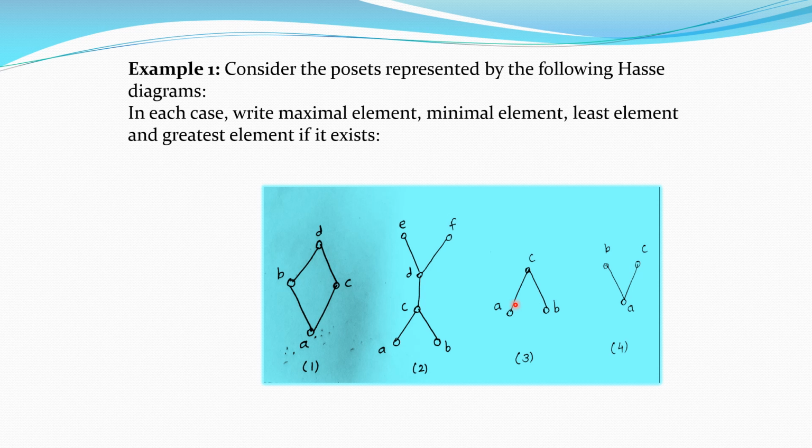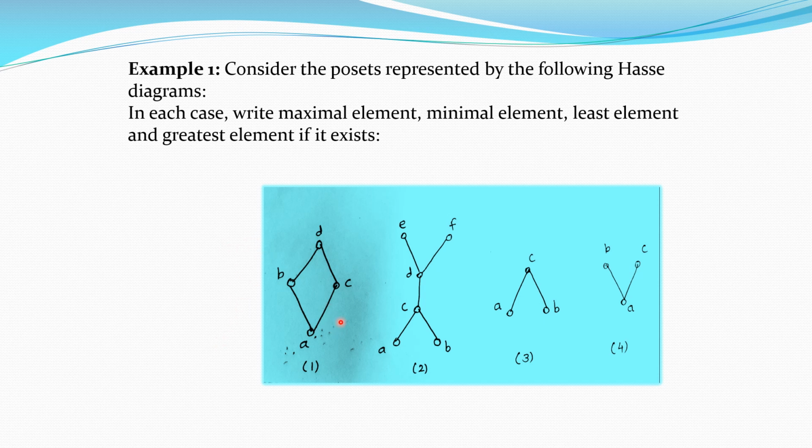But what is the greatest element in this case? See, B cannot be a greatest element because C is not preceding B. Same way, C is not the greatest element. So there is no greatest element, only least element. So in first diagram, A is least element, D is greatest element, A is minimal element, D is maximal element.